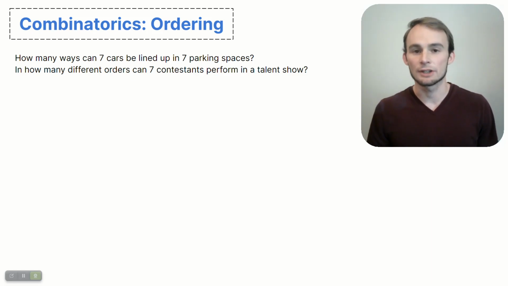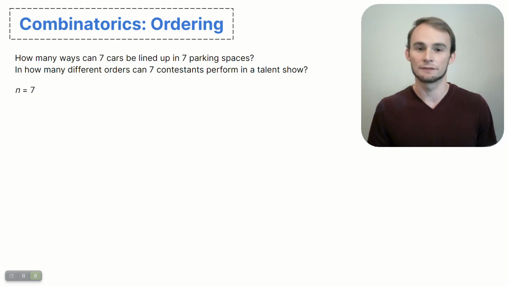So since each of these questions involves the same number of elements and the same task of basic ordering, we would solve these questions using the exact same formula, the exact same approach. So the best way to think about combinatorics questions in general, whether they're ordering, permutations, or combinations, is by thinking of assigning elements to slots.